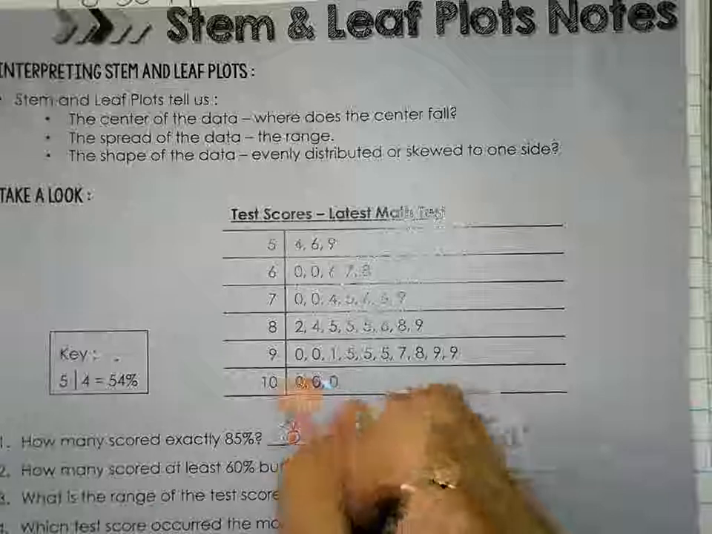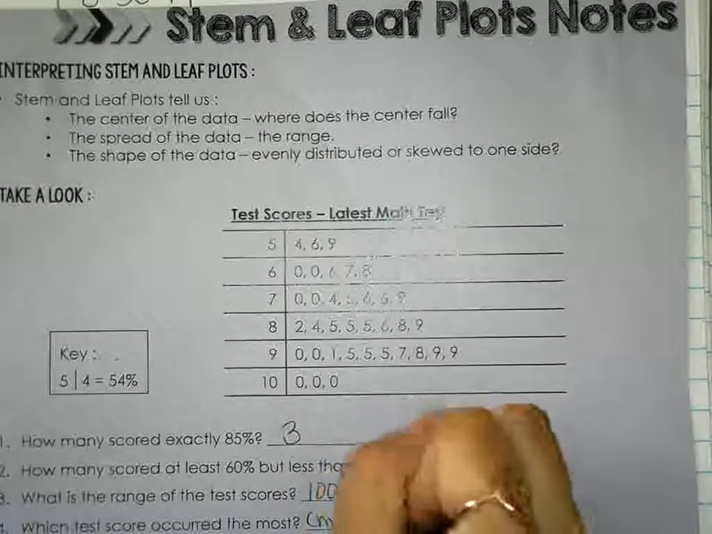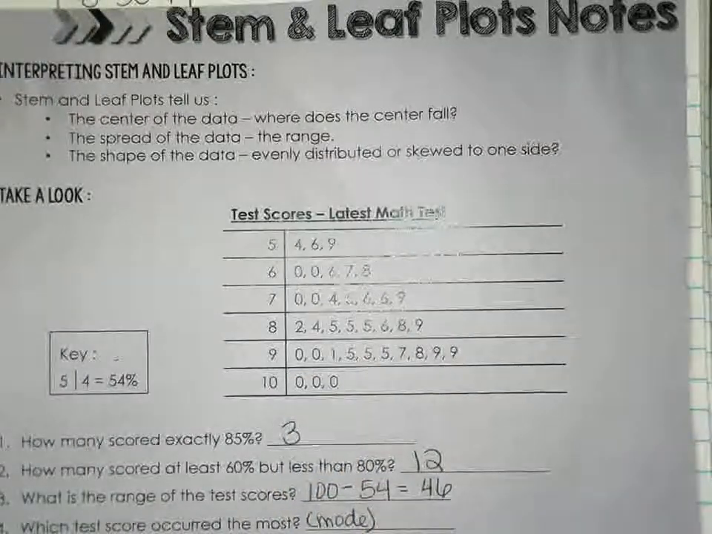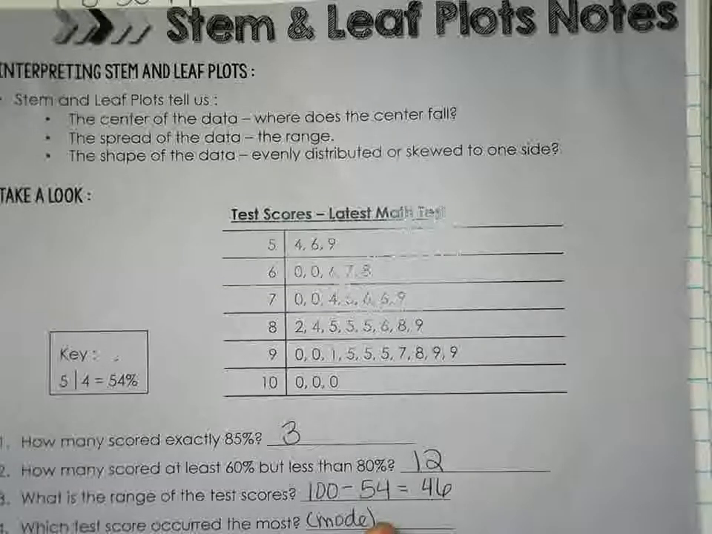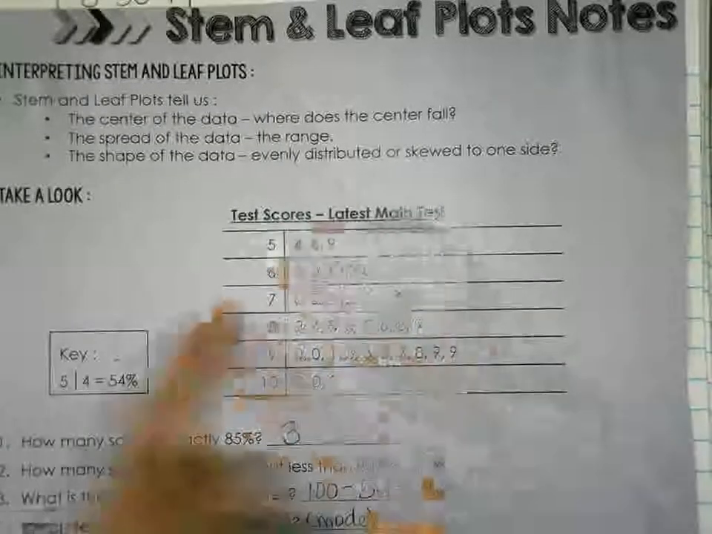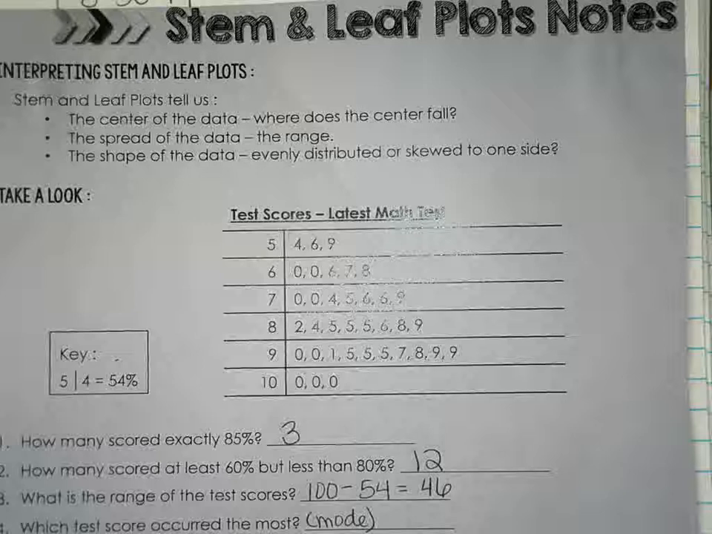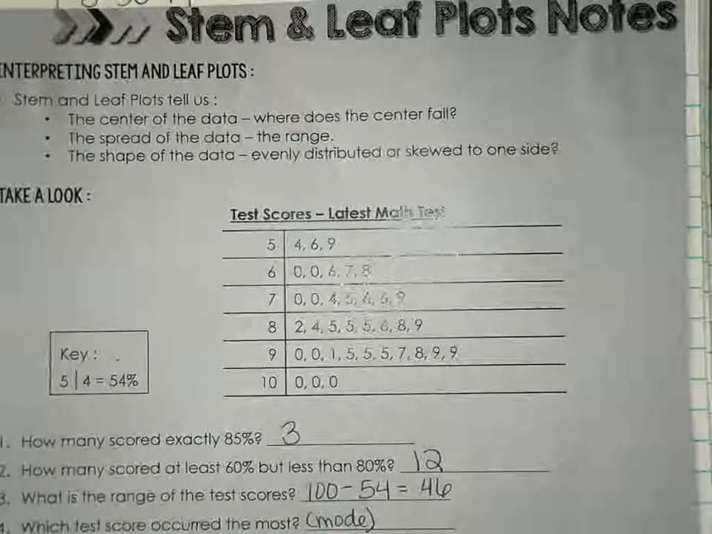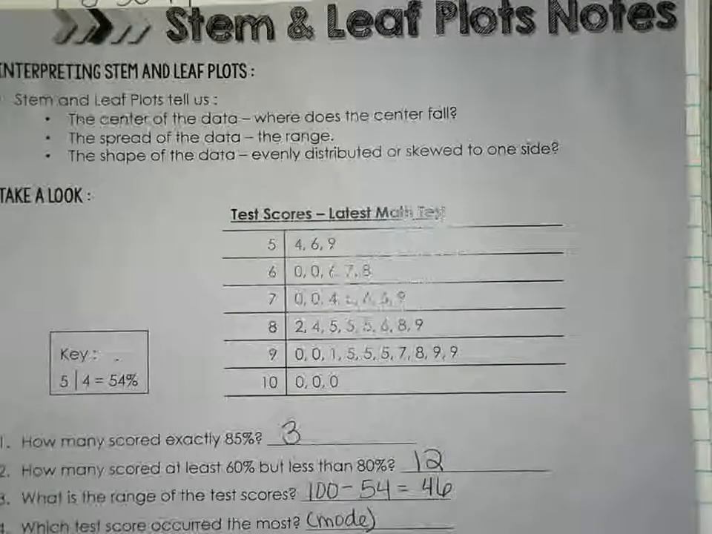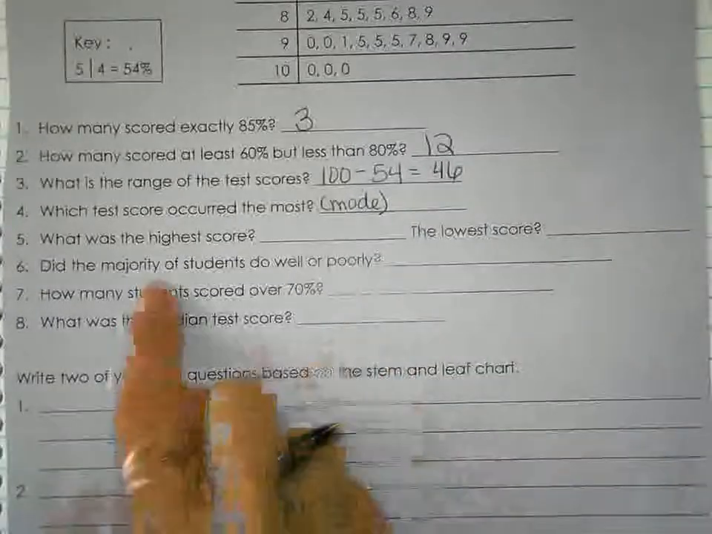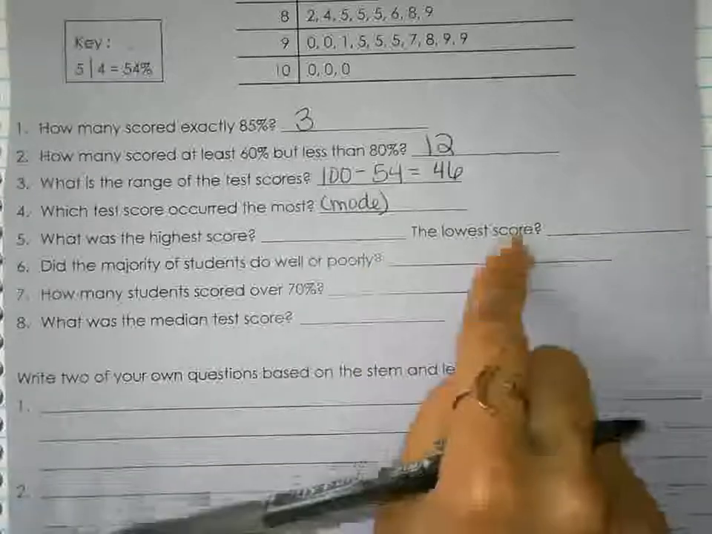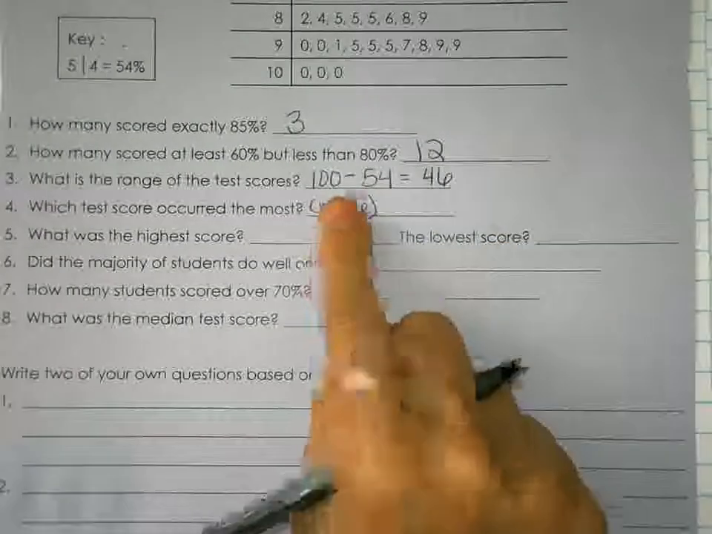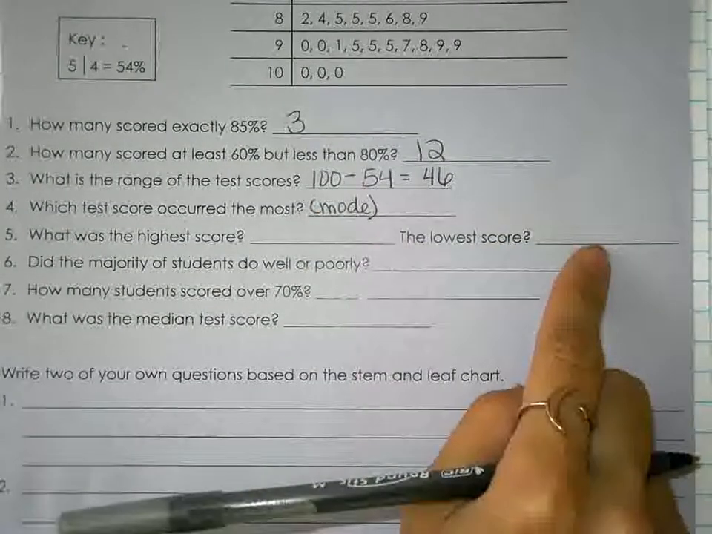So which test scores occurred the most? Remember, that's another way to say what is the mode. So I just look. I want you guys to tell me what is the mode for that one. I'm going to let you guys do that one on your own. I think you guys can do number 5 on your own. What was the highest score? What was the lowest score? Give me those answers. You guys can tell me those on your own.